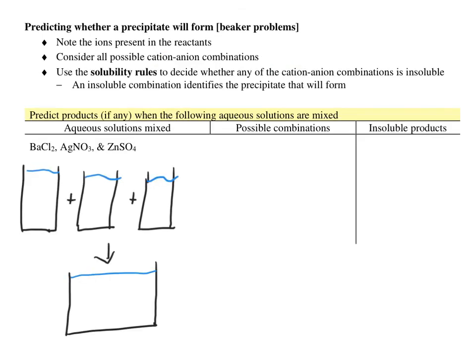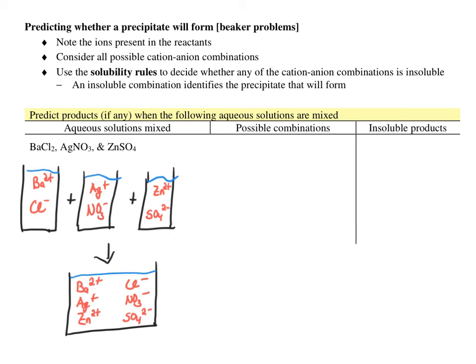Here we are adding 3 solutions together, so there are more possible cation to anion combinations, but we still proceed the same way. And here's the result. I've put them all in a big beaker, specifically such that the cations are here on the left, the anions on the right, because we know the cations always are first in our formulas.